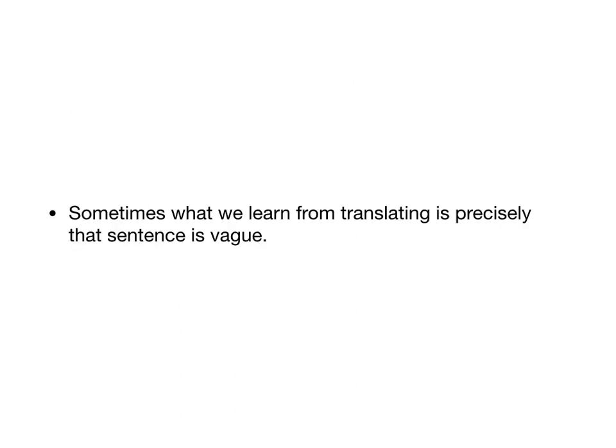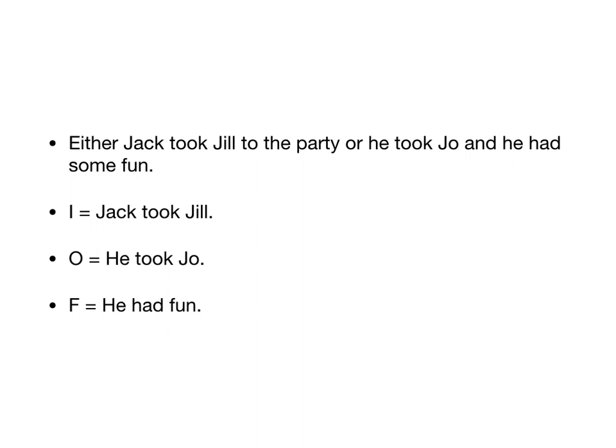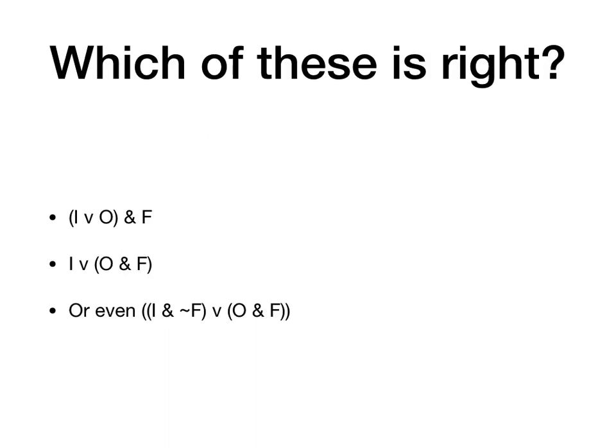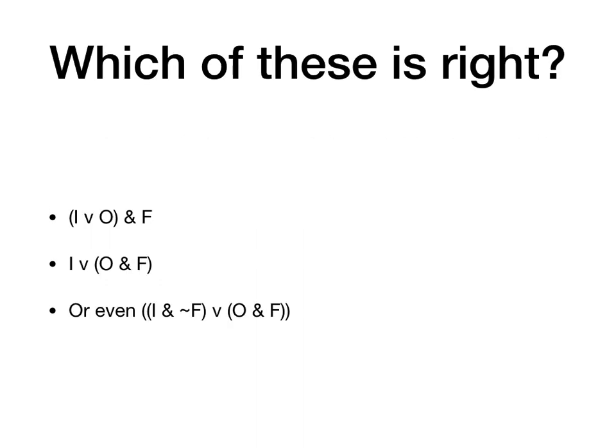When you're writing in English, you might want to be more precise. A comma would clear this up, right? Either Jack took Jill to the party, comma, or he took Joe and had some fun. That would be very clear that we meant number 2 here. And either Jack took Jill to the party or he took Joe, comma, and had some fun. That would be clear that we meant number 1, right?